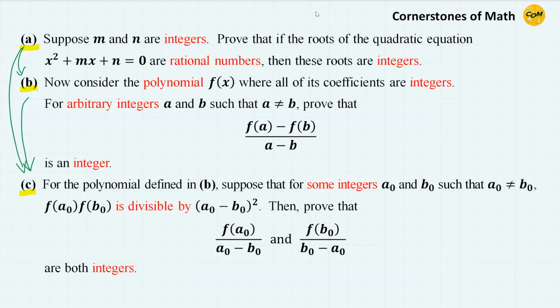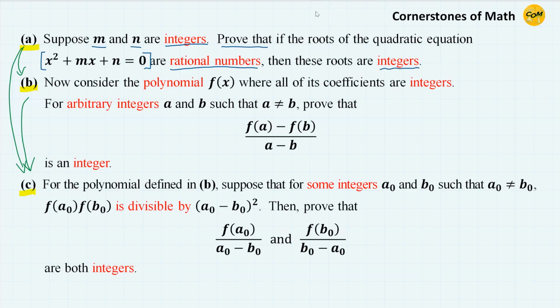For problem A, suppose m and n are integers. Prove that if the roots of the quadratic equation x squared plus mx plus n equals 0 are rational numbers, then these roots are integers.